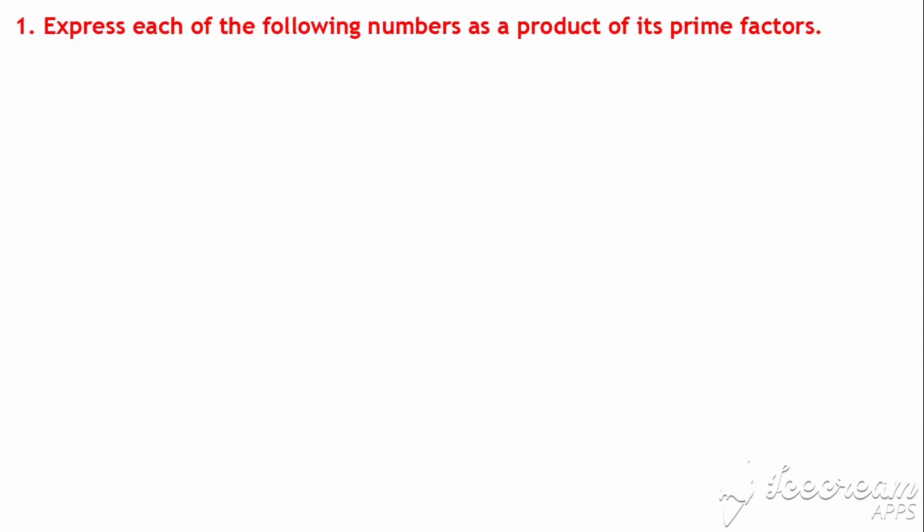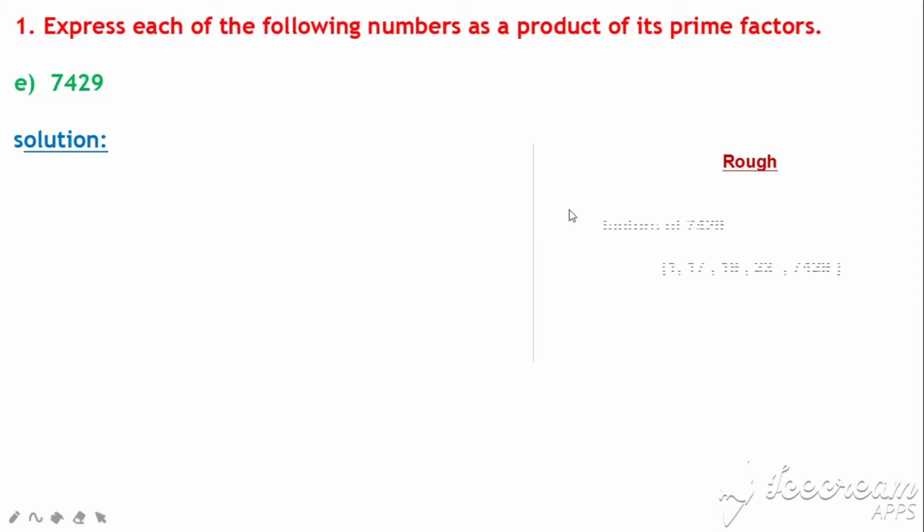Now coming to the last one of this question, that is 7429. We need to express this number as a product of its prime factors. Let us look into the solution now. Now what are the factors of 7429? The factors of 7429 are 1, 17, 19, 23 and 7429. Among all these factors, 17, 19 and 23 are prime factors of 7429.